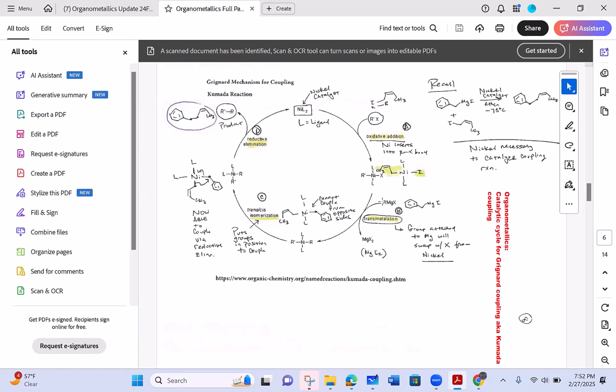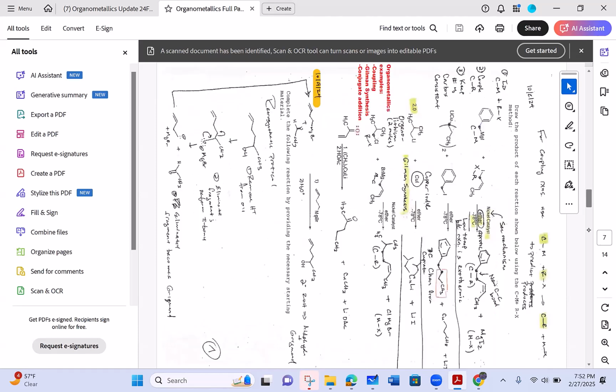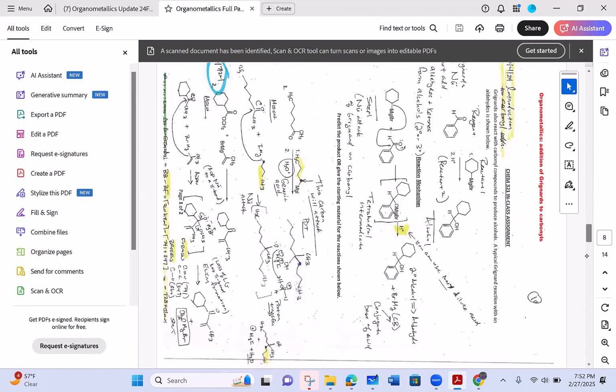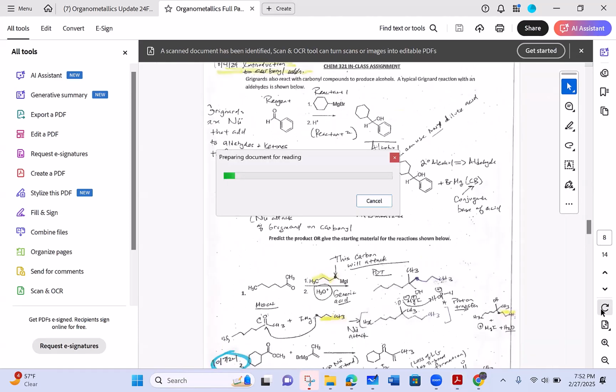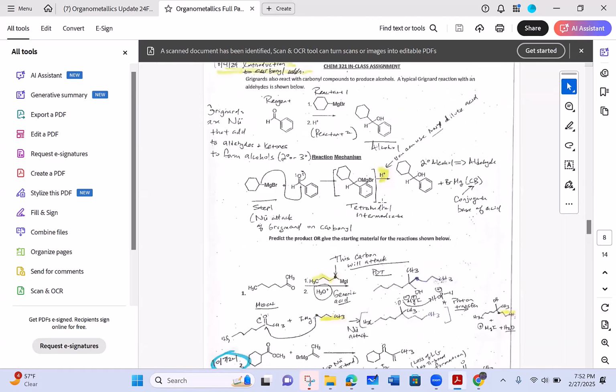What's the mechanism for carbonyl addition? That's what I was trying to ask. Is there a paper or something in the handout that goes over that, or was that just something you went over in class? No, it's right here. There's a whole section on carbonyl addition.